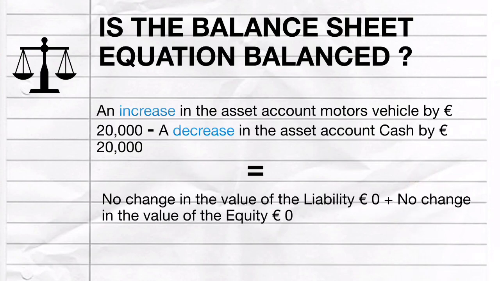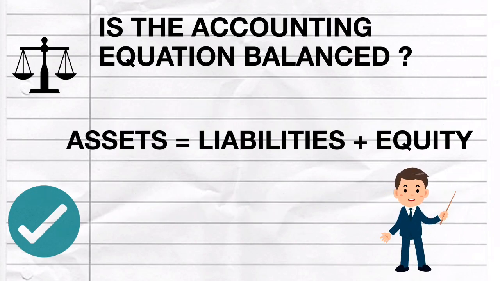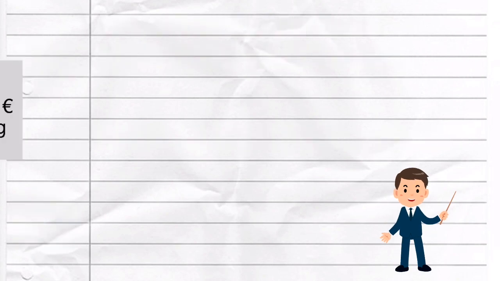The increase in the value of the asset account cars of 20,000 euros offsets the decrease in the value of the asset account cash. So the total change in value on the left side of the equation is nil. Plus, there was no change in the liability and equity accounts on the right side of the equation. In this case, the accounting equation stays in balance.